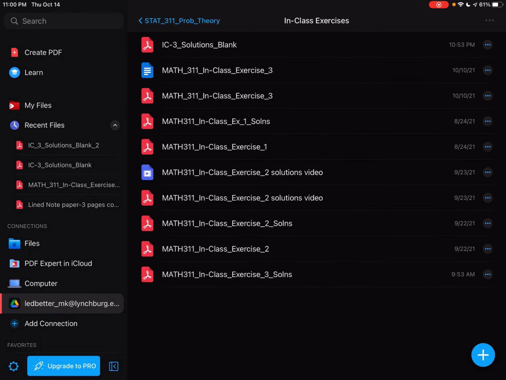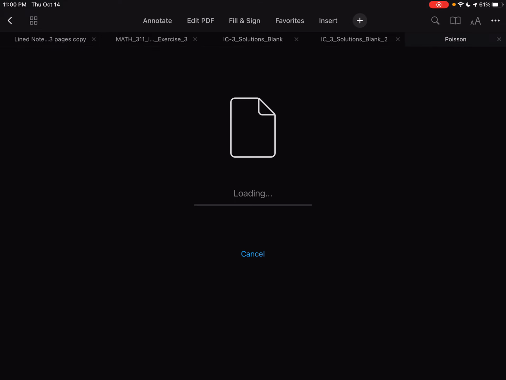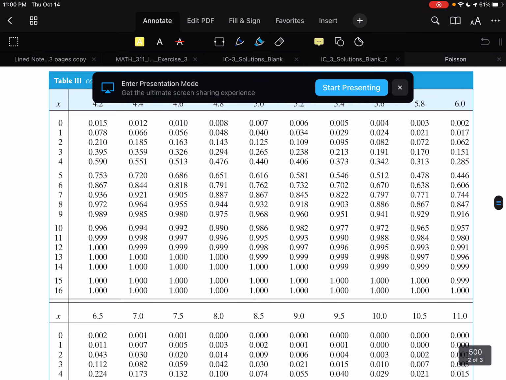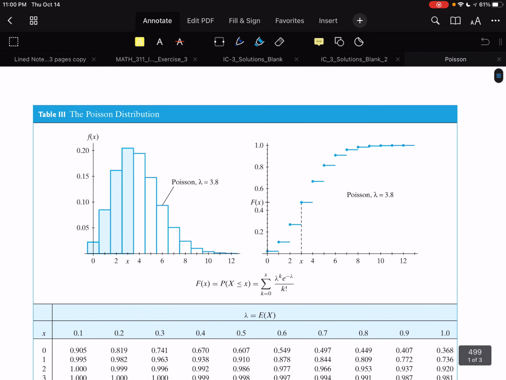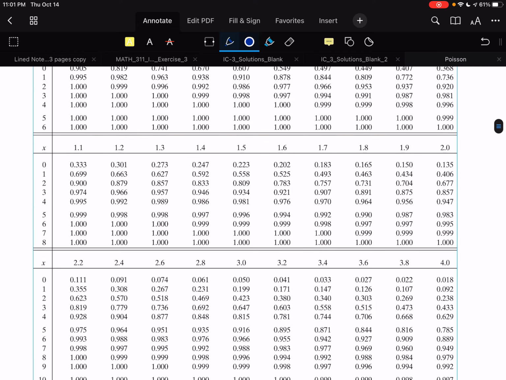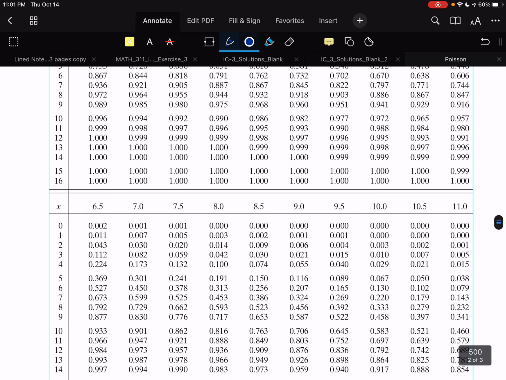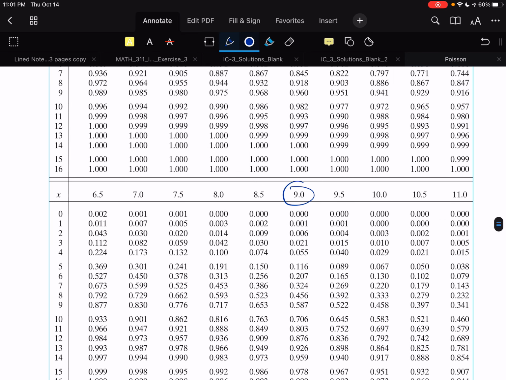So I'm going to go down to tables and go to the Poisson table. And remember that I have lambda equal to 9. So we have this table from the book. The table has the CDF, not the PMF, but the CDF. So each of the probabilities in here is the probability that X is less than or equal to that number. Okay? And so we need lambda equals 9, and here's 9, and we want between 10 and 15.